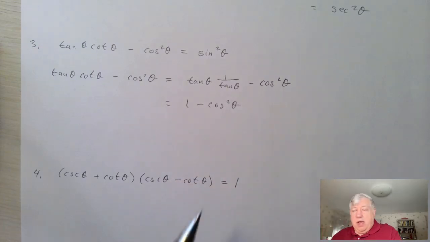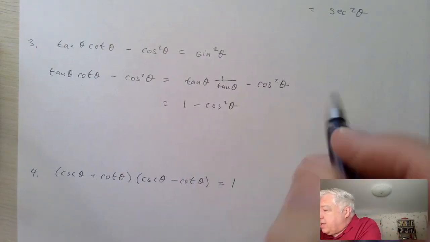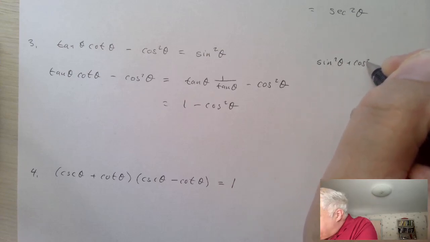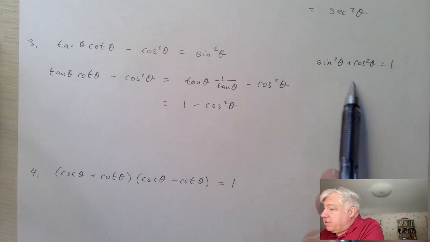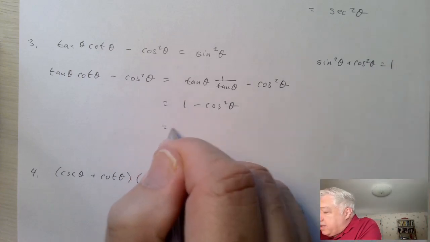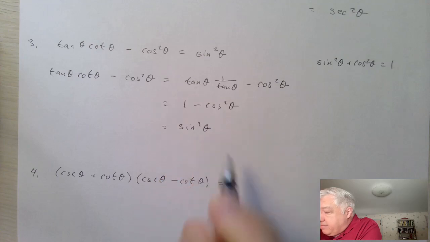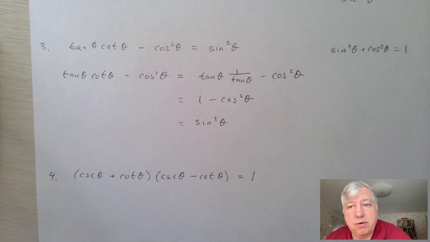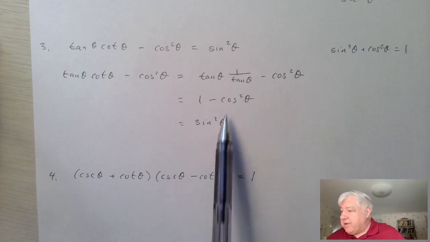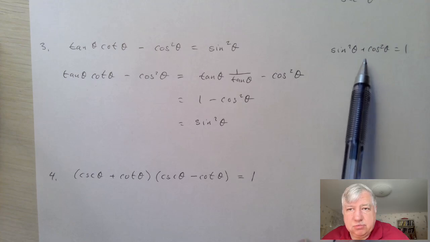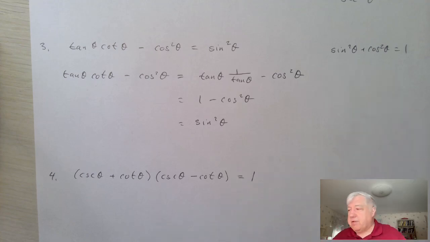And then this is equal to sine squared of theta, because the fundamental identity says sine squared of theta plus cosine squared of theta equals 1. So you can subtract cosine squared from both sides, and you get that this will be equal to sine squared of theta, which is exactly what we wanted to prove. You can go directly from here to here. Everyone knows about this, so you don't necessarily have to prove this.